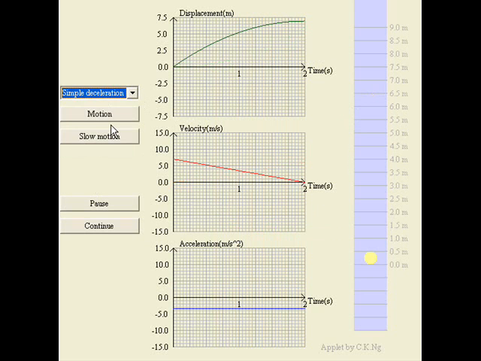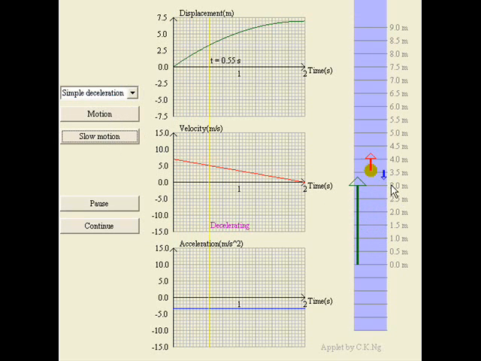Let's look at a simple deceleration. So in other words, this is like putting the brakes on. So we've got an initial speed and we're going to decelerate to 0. Notice when we decelerate, the acceleration is in the opposite direction to motion. Notice the velocity gets gradually smaller.